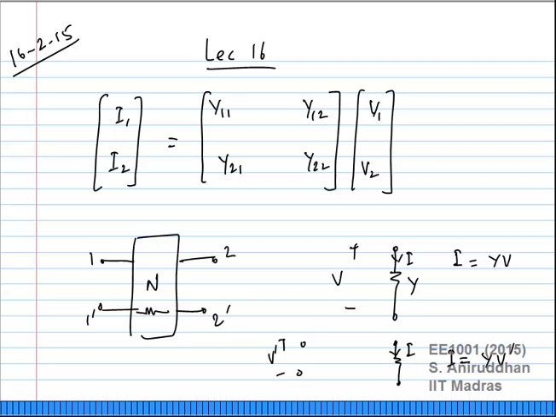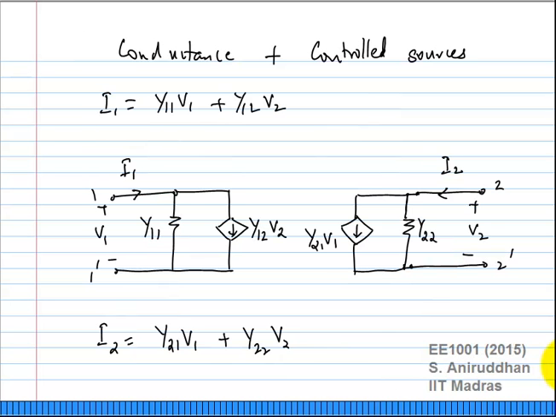So last class we started looking at these two-port parameters in a little bit more detail, and we figured out how to use these two-port parameters. Once you know the two-port parameters of any network, you can actually replace that network by a set of 4 elements, which can be used to analyze the rest of the network if needed. That was the basic idea.